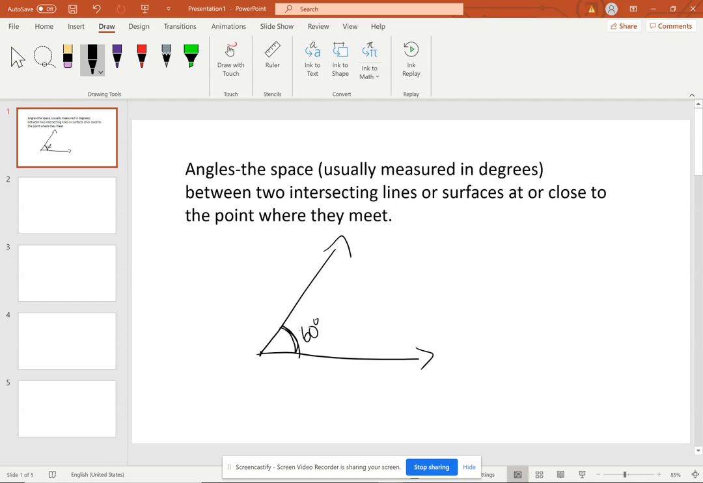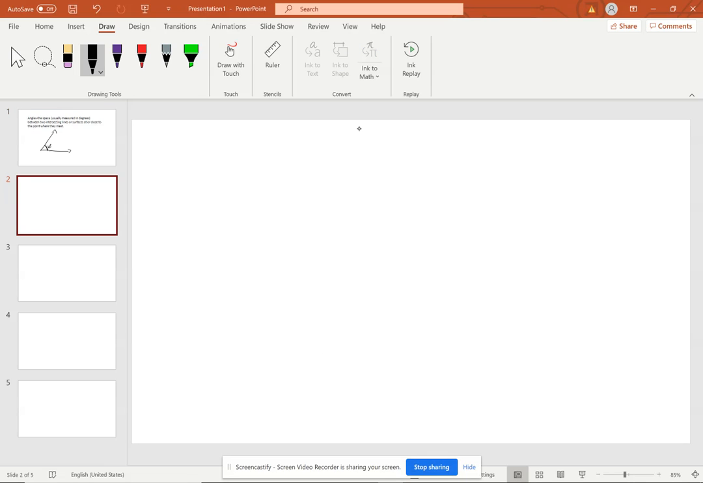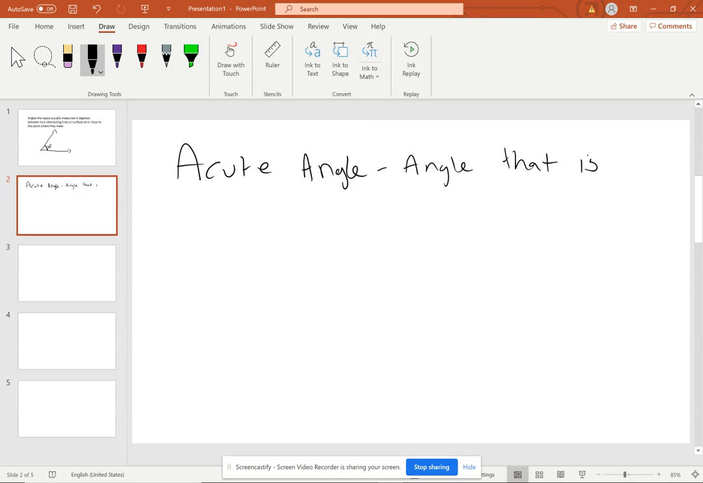You should have seen this back in geometry, but if not, there's going to be a small recap of four types of classifications. So the first type is an acute angle. This is an angle that is less than 90 degrees. Okay, so that's anywhere between 0 and 90 degrees, not including the 0 or the 90.